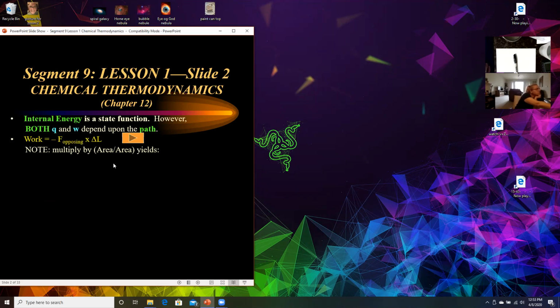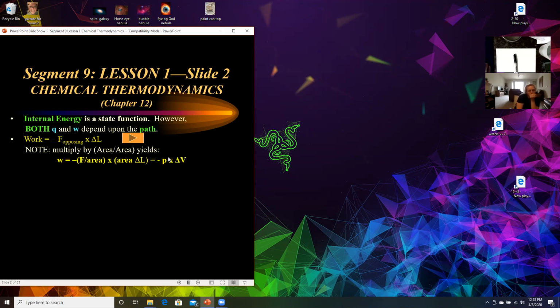Now, we're going to change some things around a little bit by multiplying this equation by area divided by area. Now, when you do that, you get force divided by area, and area times length. Well, force divided by area is what we define as pressure.